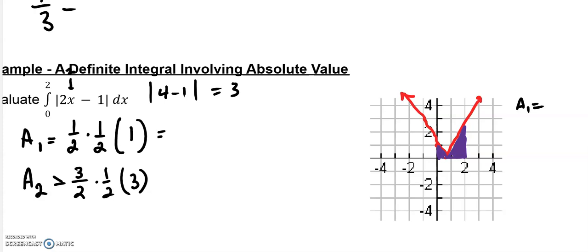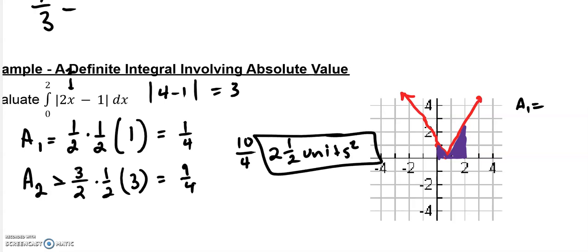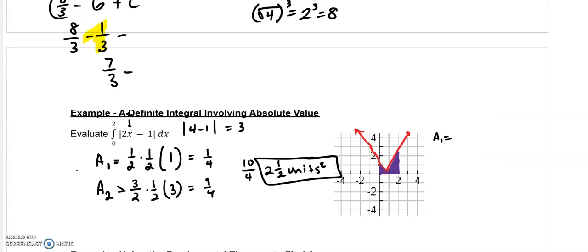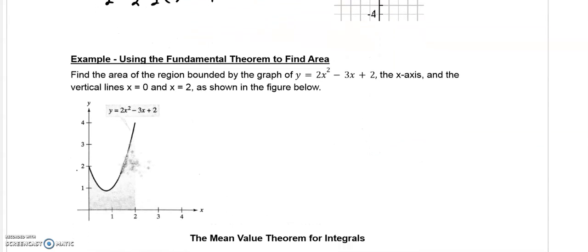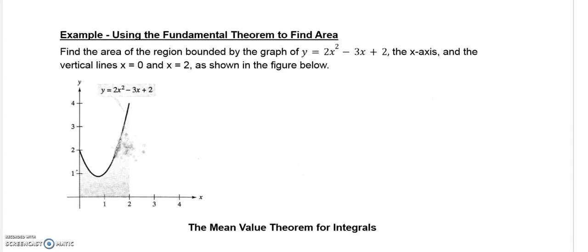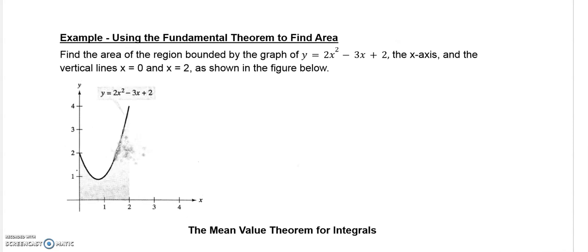Then we go ahead and simplify both of those. That would be an area of 1/4, and that would be an area of 9/4. So in total, the area would be 10/4, or 2.5 square units for that area. So looking at finding the integral of absolute value, definitely look at the graph when you do those. Now, sometimes you'll have areas that are bounded by several curves.